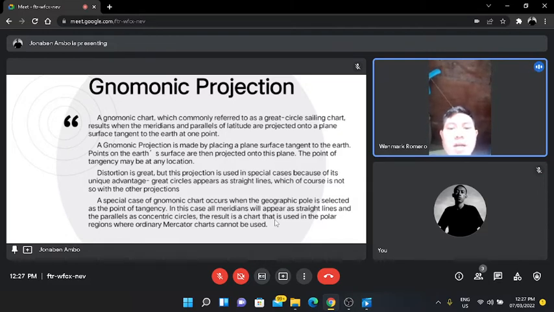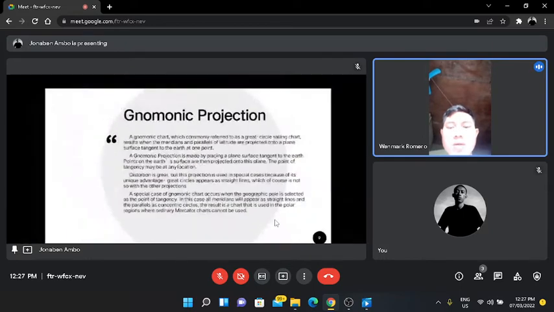So a special case of the gnomonic chart occurs when the geographic pole is selected as the point of tangency. In this case, all meridians will appear as straight lines and the parallels as concentric circles. The result is a chart that is used in the polar regions where ordinary Mercator charts cannot be used.